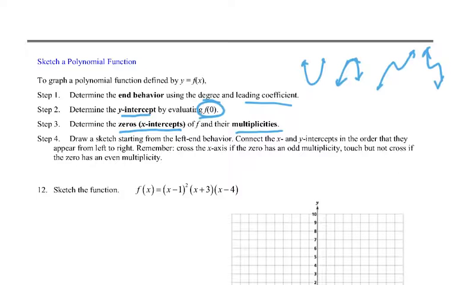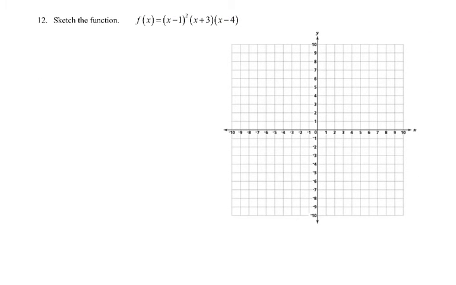So let's do this first one. We're going to sketch this function. It's already nicely factored for us, which is really nice. Okay, we're going to determine the end behavior. So we want to look and figure out what's the degree and what's the leading coefficient. The degree is, we're going to add the exponents on each of these factors. Remember, if nothing's there, it's a 1.